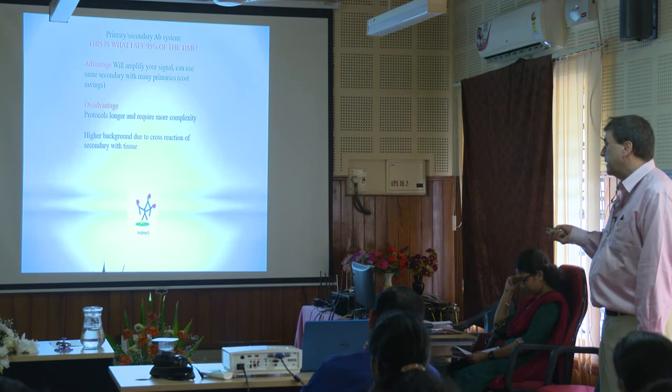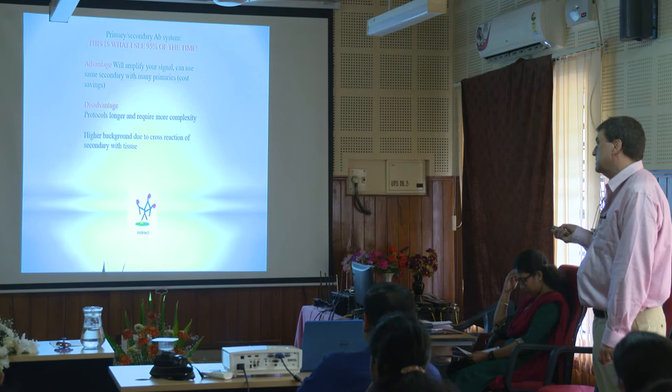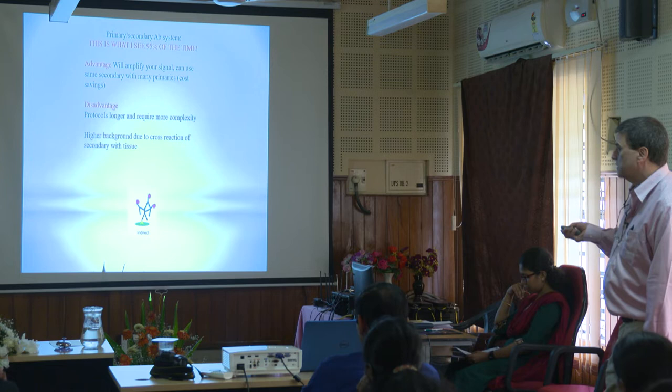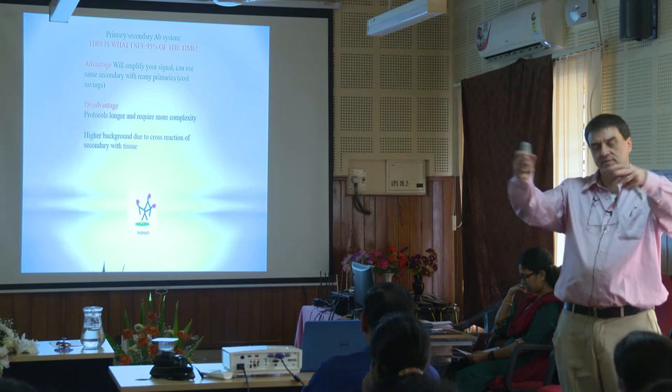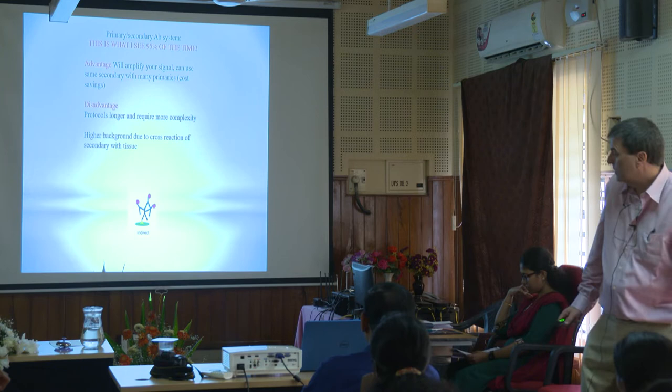Okay. It's a little more tricky to use the other ones, these primary, secondary systems. And there's also a higher background due to the cross reaction of the secondary with the tissue. I mean, nothing's perfect. These are nice three-dimensional locking keys, but they don't always stick where you want them to. So when you throw an extra secondary antibody in there, it may stick non-specifically to spots too, okay? Which you don't have that problem with the primary only. You shouldn't have that kind of background.